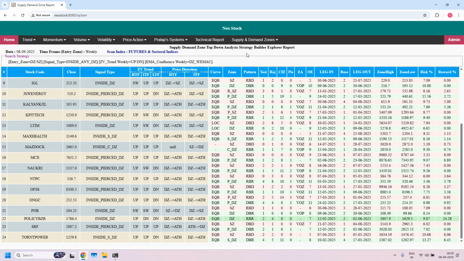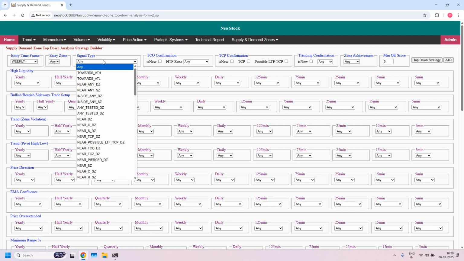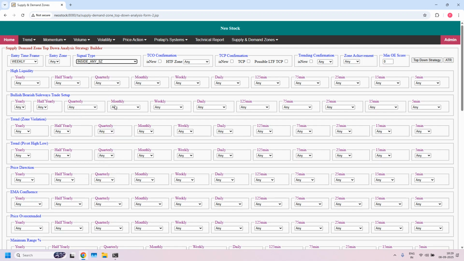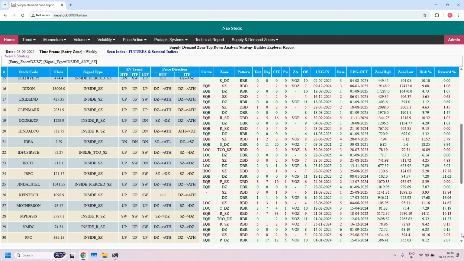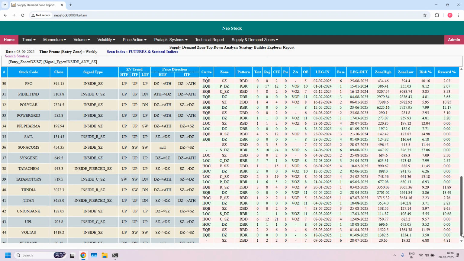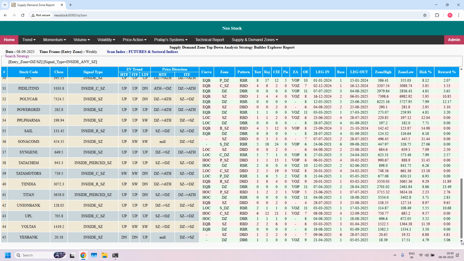Okay, next, price closed inside the weekly supply zone. First 15 stocks in the list. Scrolling the list down. So total 45 stocks are filtered.